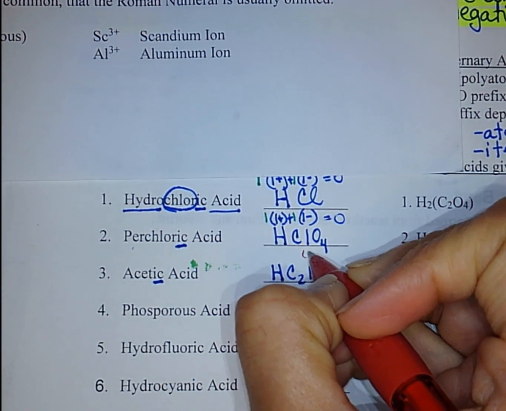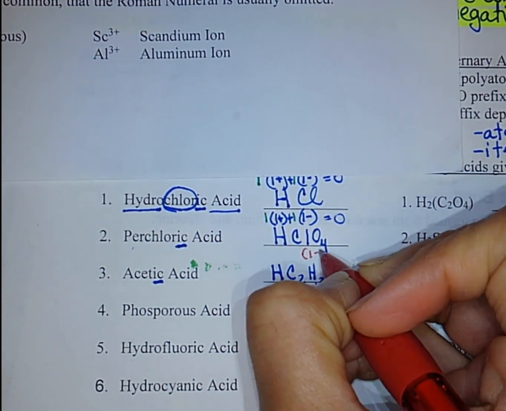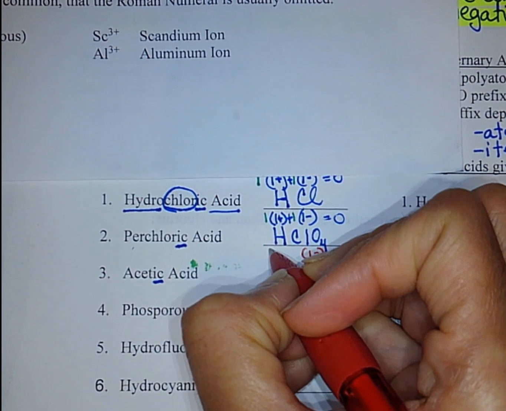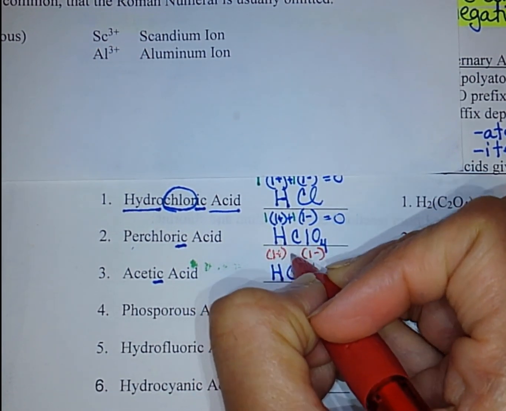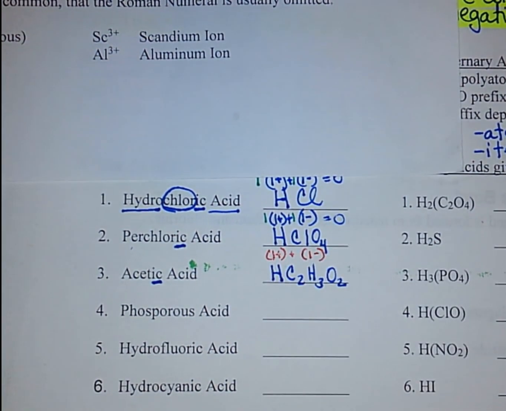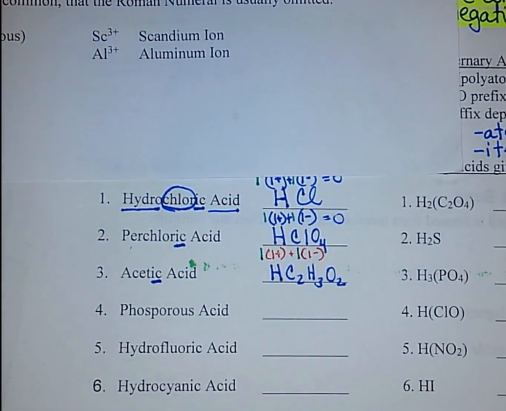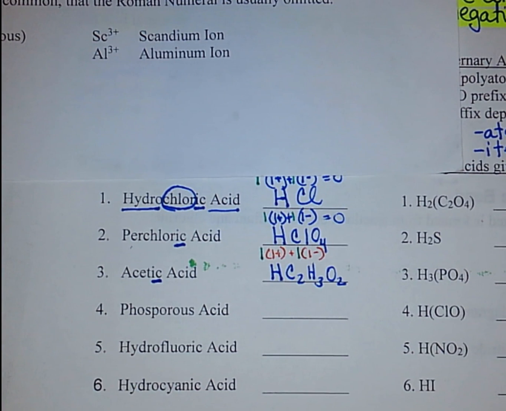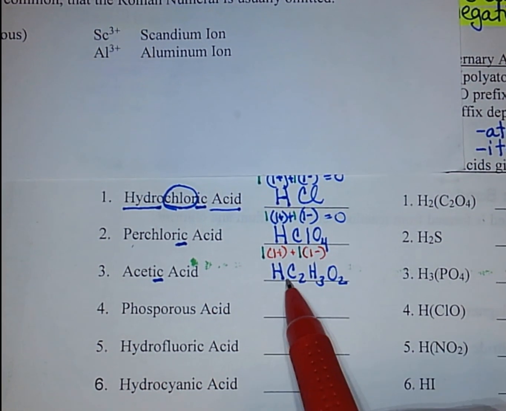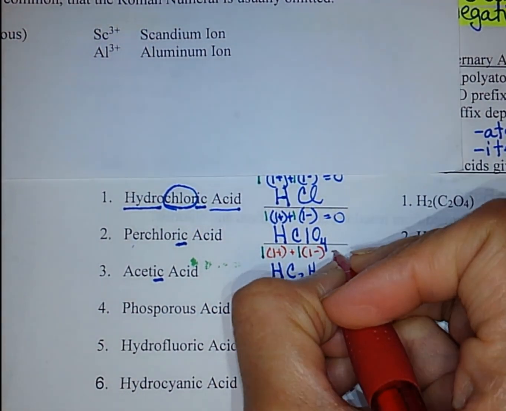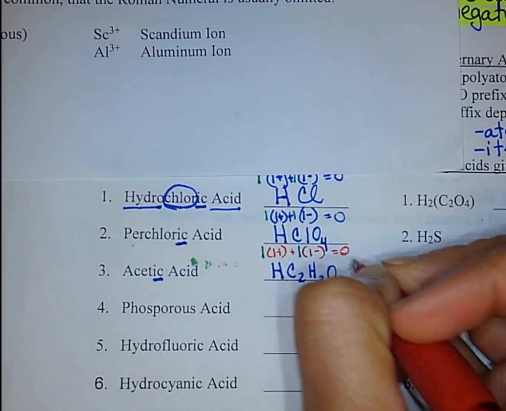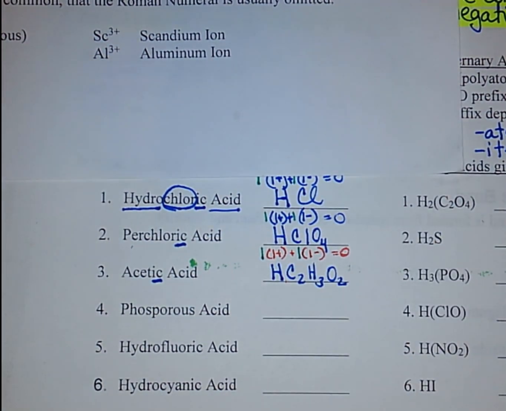Acetate is a 1 minus. Hydrogen is a 1 plus. Adding these, of course, we're going to need 1 atom of each. And we don't need to write 1 over here for either one because that is completely understood. Okay? Let's go on to the next one.